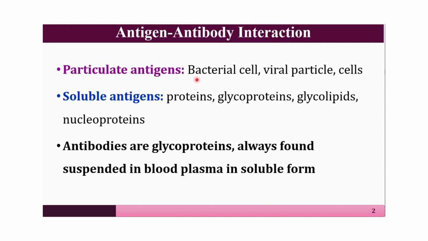Generally, since the antibodies are soluble organic molecules, they can react with particulate antigens to form an agglutinated mass, or they can react with soluble antigens to form a precipitate, and that reaction is called the precipitin reaction. And when they agglutinate the particulate antigen, it is called the agglutination reaction.